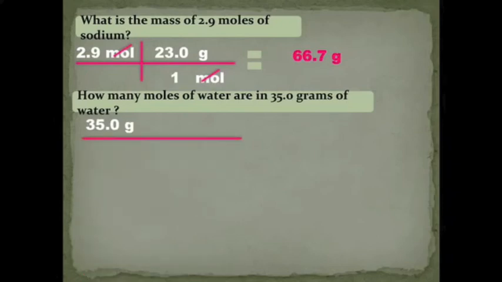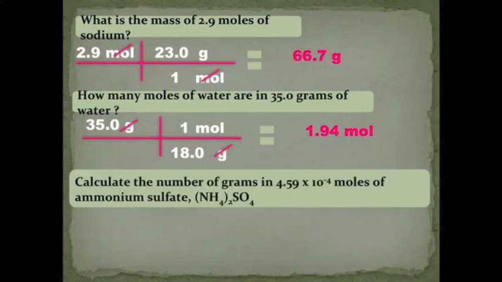Okay, how many moles of water are in 35 grams of water? I have 35 grams. That's my known I start with. Grams needs to go on the bottom, moles on top. Remember, we added up water on that first slide, so 18 grams was water. I'm going to cancel out my grams. I multiply across the top, divide on the bottom, and I get 1.94 moles.